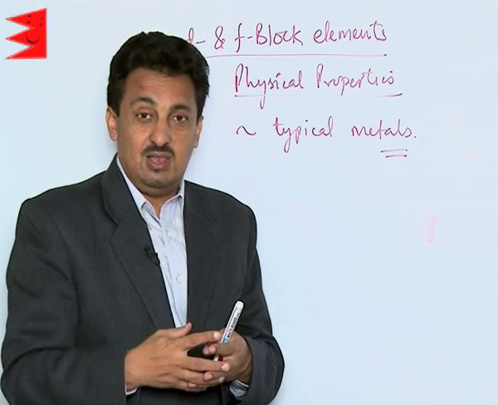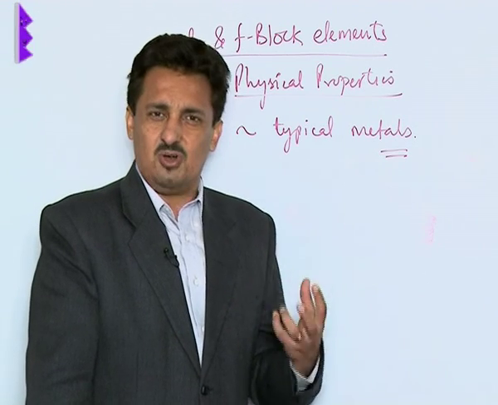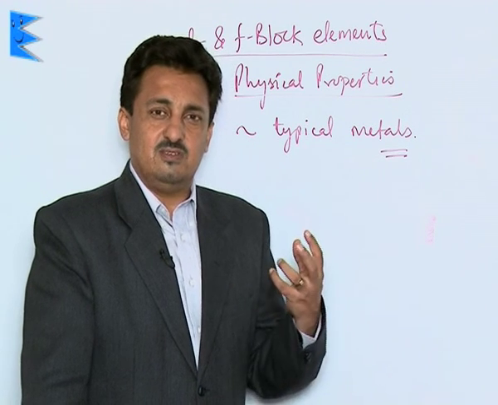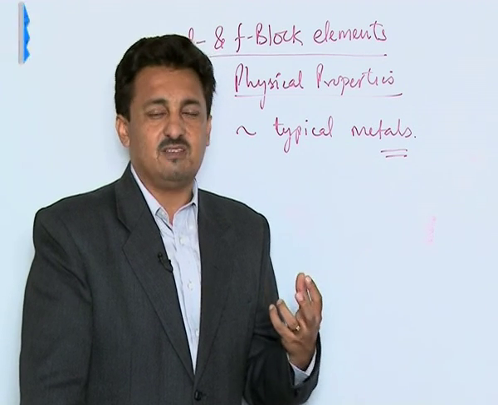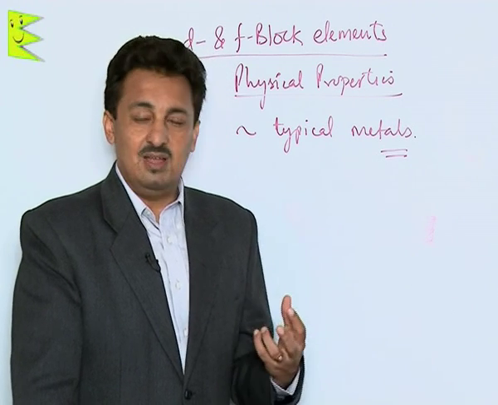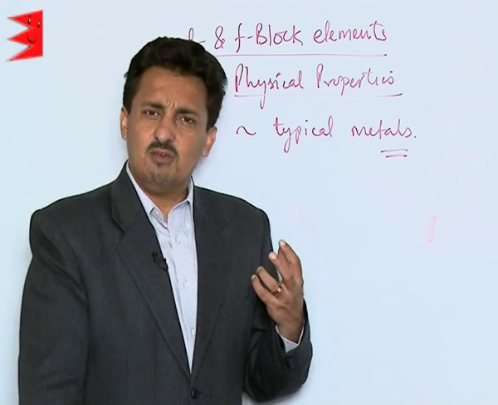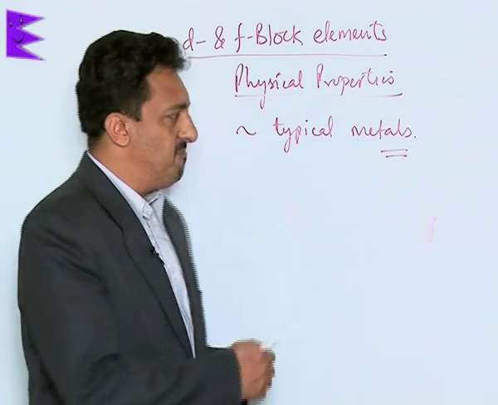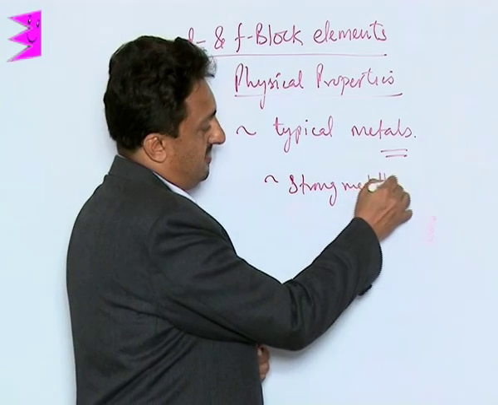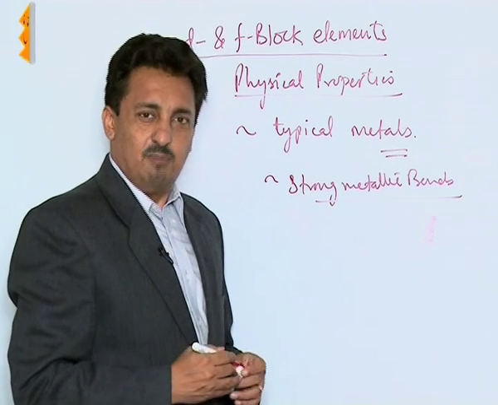Typical metal means all those elements which show all typical behavior of very good metals: they are very hard, strong, tough, malleable, ductile, lustrous, sonorous, etc. All such strong, good, typical properties of a good metal are shown by these elements. They have very high melting points, they are very much malleable, ductile, lustrous, and they all are very hard, strong, and that mainly is because of their very strong metallic bonds.